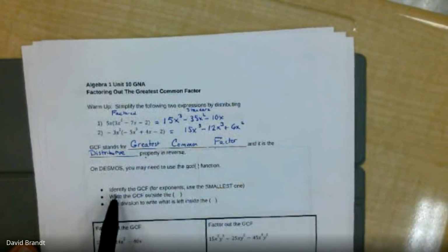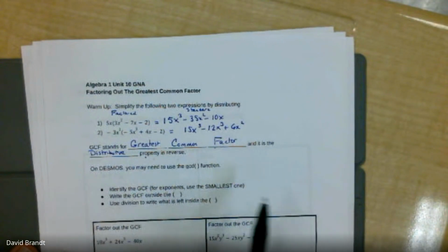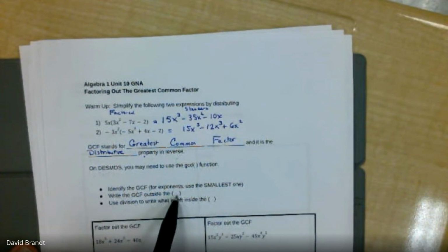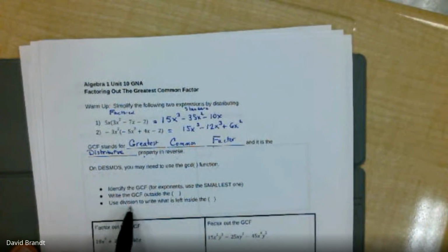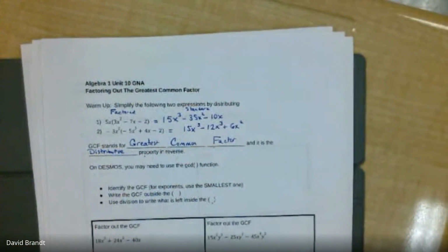And how we do it, we're going to identify the greatest common factor. And for exponents, you use the smallest one. I'll show you that in a minute. We're going to write the greatest common factor outside the parentheses, and we're going to use division to write what's left inside the parentheses. All right, let me make sure I've got Desmos on the computer here so I can get to it real quick when I share my screen.